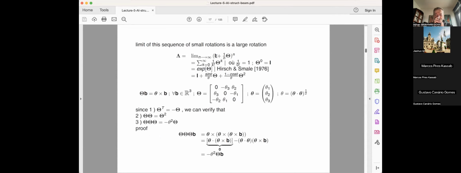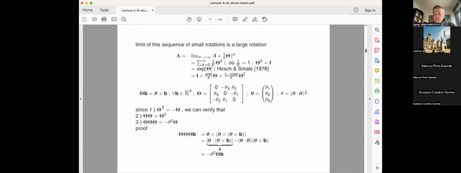So this is done in this book of Hirsch and Smale, which says that lambda could be represented, corresponding to theta, as identity plus sine theta over theta times theta plus (1 minus cosine theta) over theta squared times theta squared. So that becomes your skew-symmetric tensor. This little theta is the corresponding axial vector, which places these 3 components into vector notation.